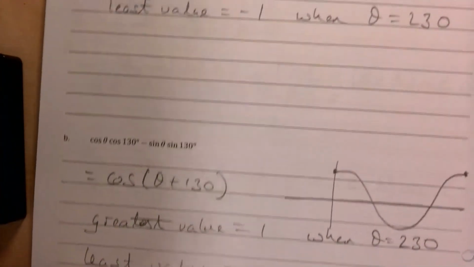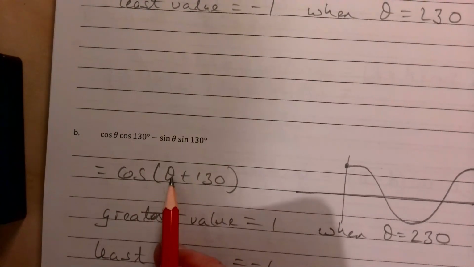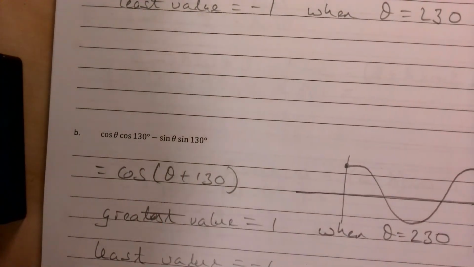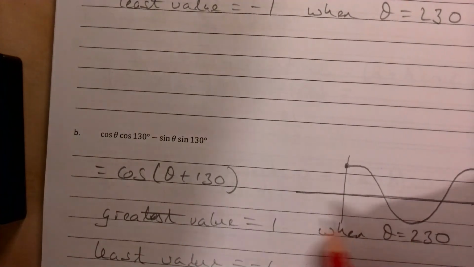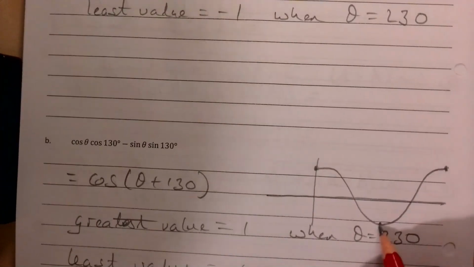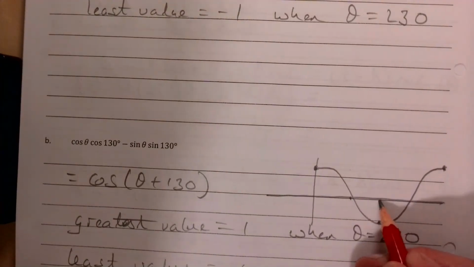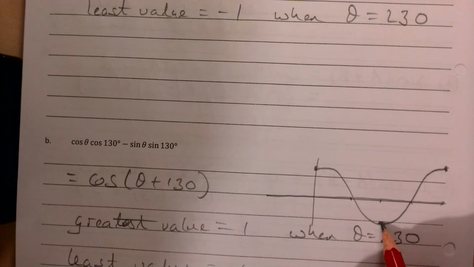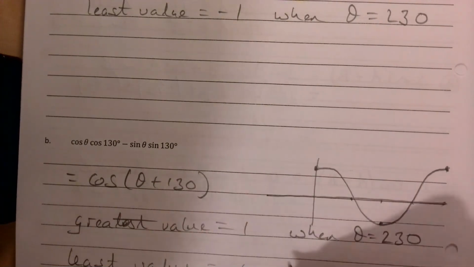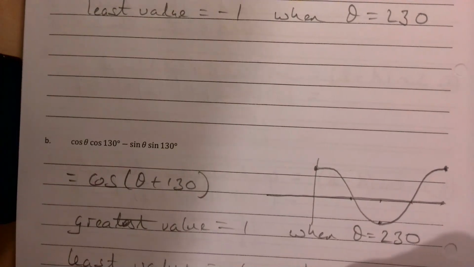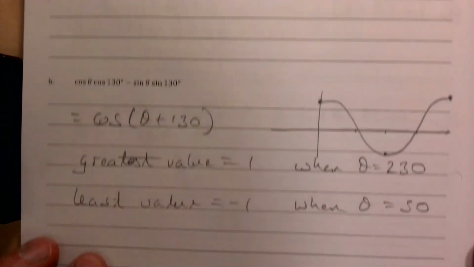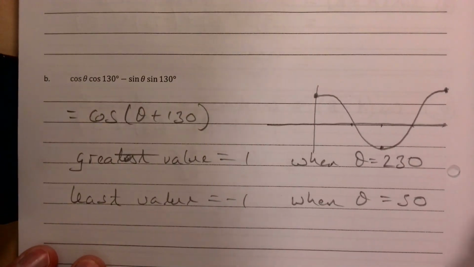So let's again check that that works. Cos of 230 plus 130 is 360, and that's going to give us our biggest value. What about our least value? That's happening here. So where's that? That's when it's 180. Obviously 90, 180, 270, 360. So that's 180. So how do we make this up to 180? We're going to have to add 50 to it. So that happens whenever theta is 50. And that's our greatest and least values and when they occur.